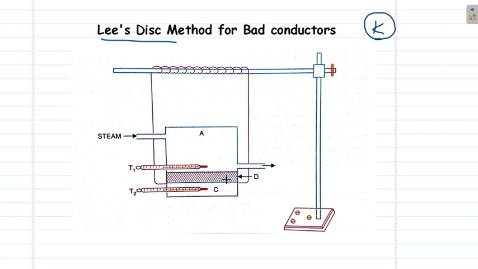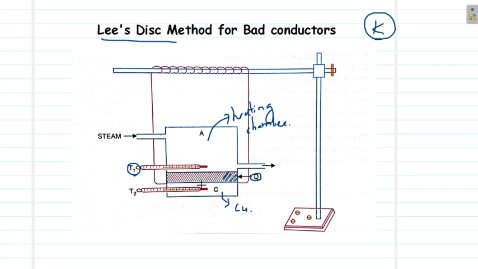Here we have the bad conductor that is taken in the shape of a disk. It is placed between two disks. This is a heating chamber through which steam is passed, and we are measuring the temperature T1 inside the chamber. Below this disk, we have another small disk C. This is made up of good conductors such as copper or any other material. In between, we have this shaded region where we place the bad conductor in the cylindrical form.